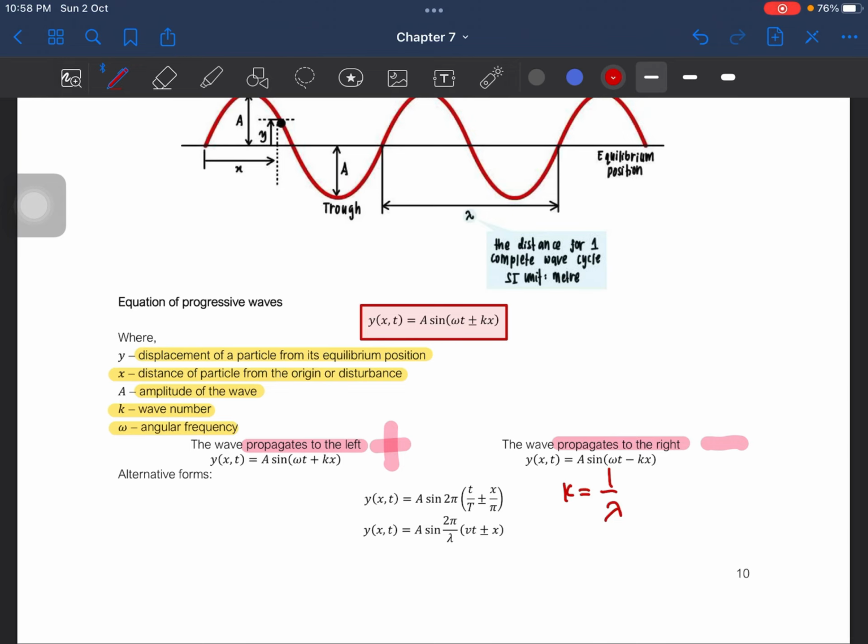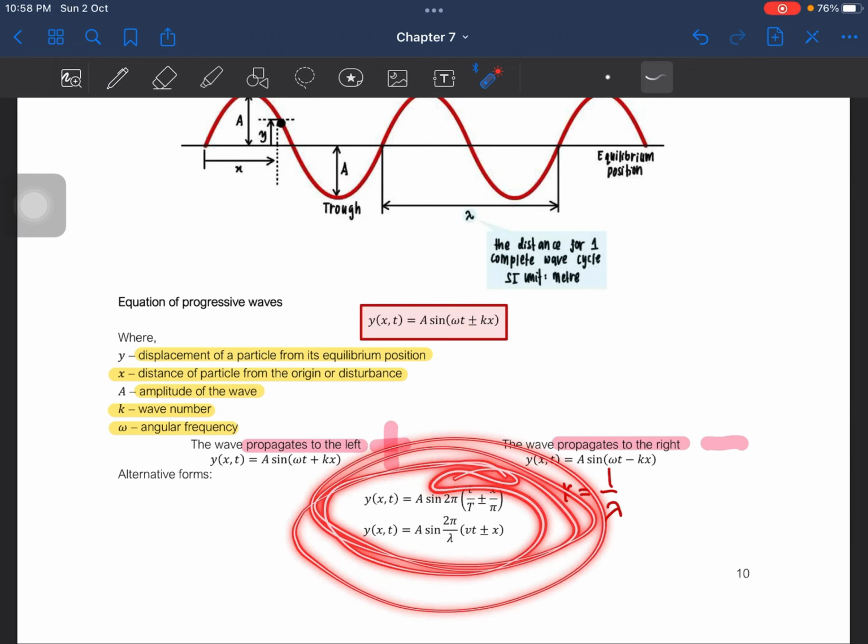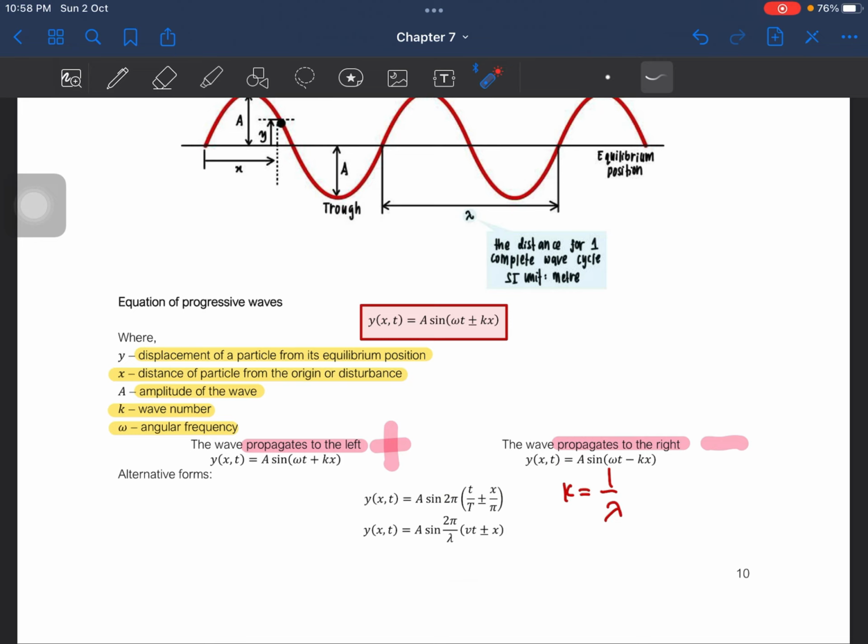Okay, nanti kita explain yang ini. But these are some of the alternative forms. Apa yang dorang buat ni, basically dorang just change somewhere here k dengan omega tu lah dapat equation macam ni. Okay, v ni pun sama.